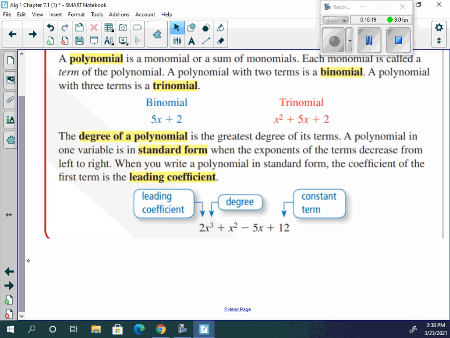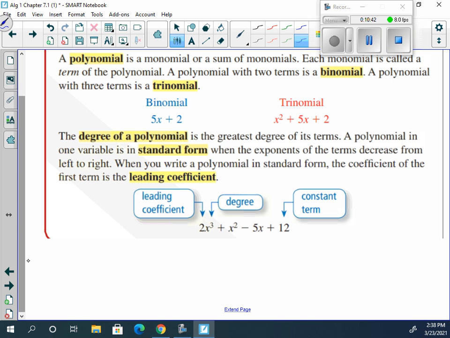And they always go from right to left, biggest to smallest, if it's in standard form. The variable with the biggest exponent, not the exponent with the biggest variable, goes first, and then the second one, then the third, and going down.